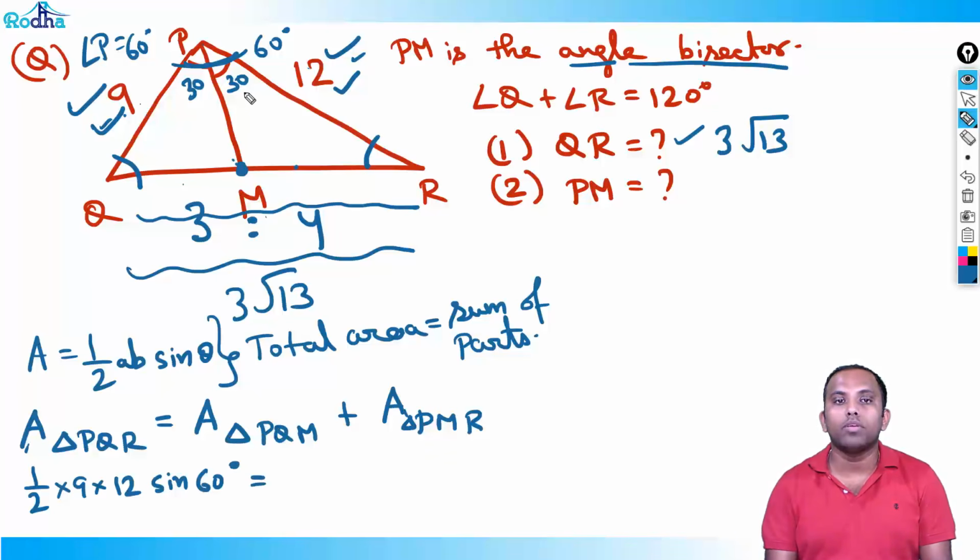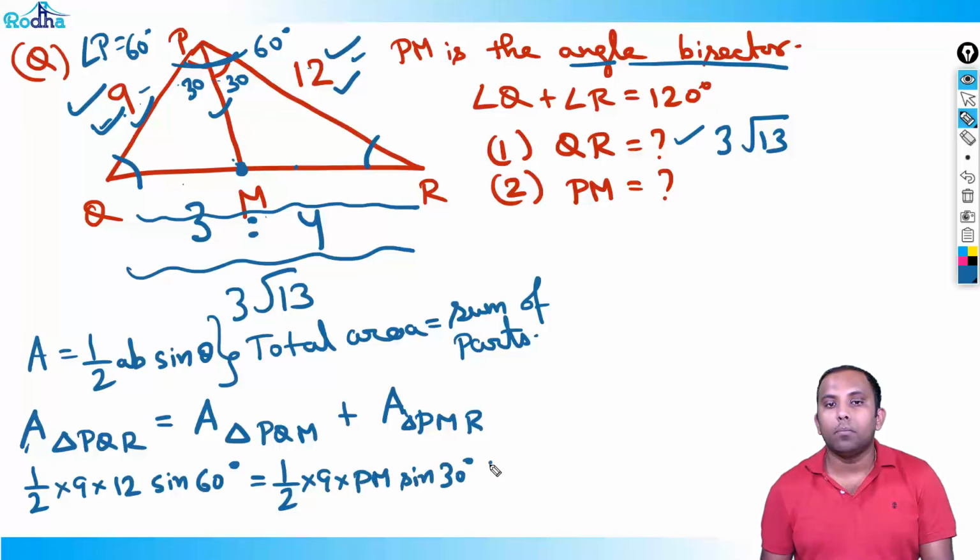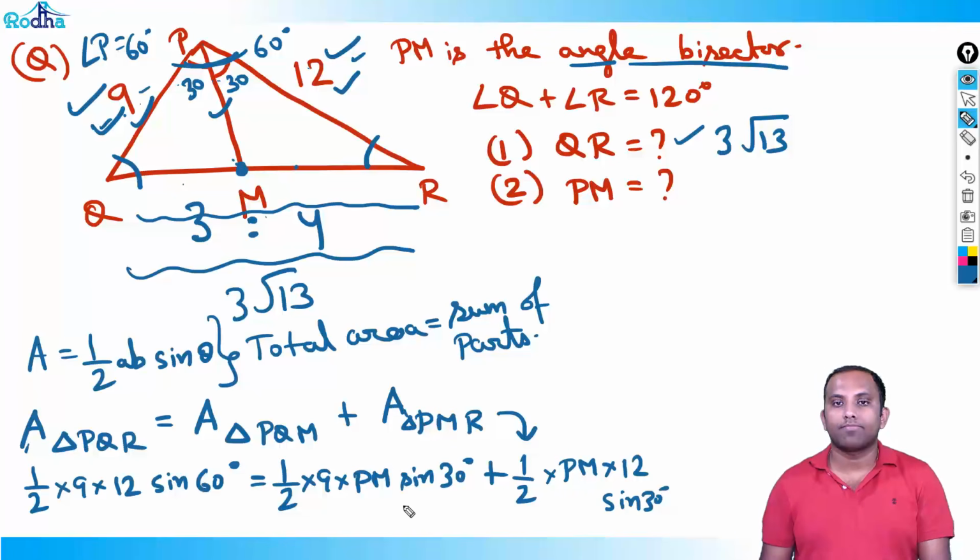plus the area of triangle PMR. What is area of triangle PQM? Half into 9 into PM sine 30, since the angle between them is 30 degrees. Two sides, because I have to calculate PM also. So half into 9 into PM sine 30 degrees, plus area of triangle PMR, that is half into PM into 12 sine 30 degrees.